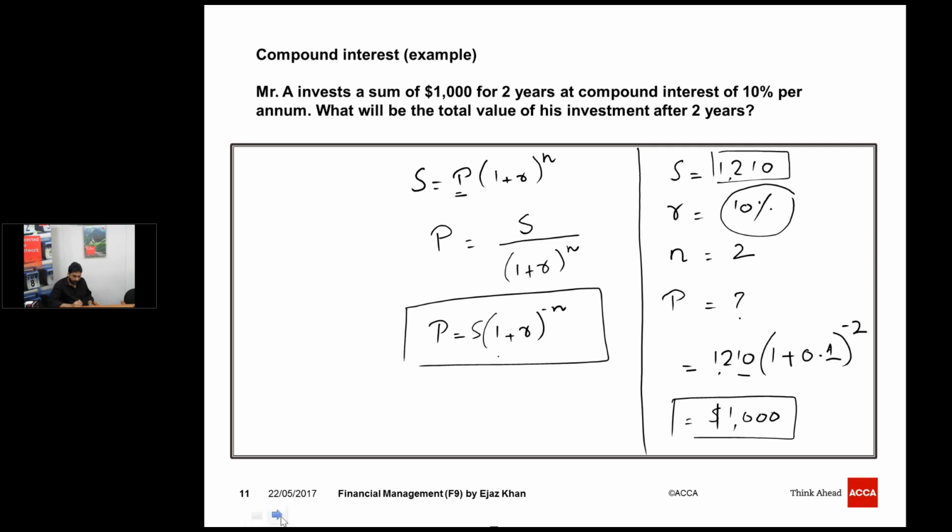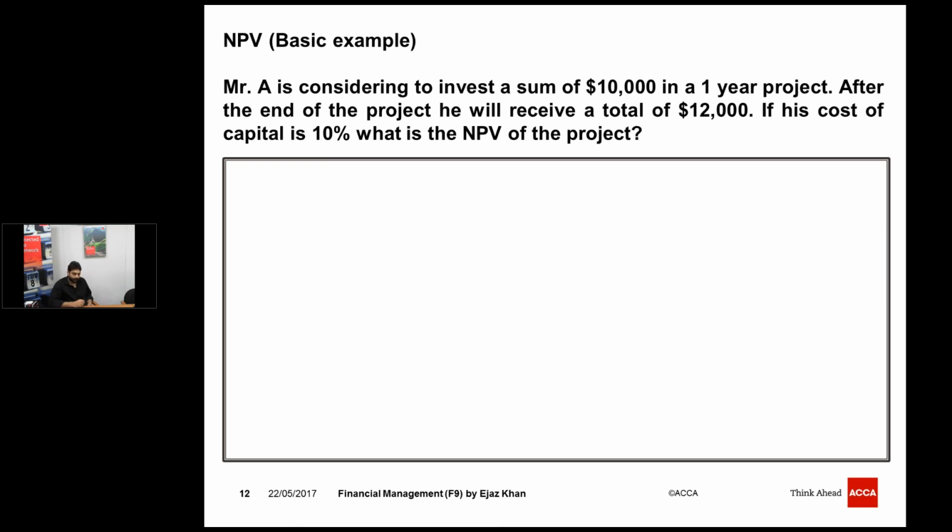Now let's see this question. Mr. A is considering investing a sum of $10,000 in a 1-year project. After the end of the project, he will receive a total of $12,000. If his cost of capital is 10%, what is the net present value of the project? Well, Mr. A is supposed to invest $10,000 in a project which is supposed to generate a total of $12,000 after year 1.